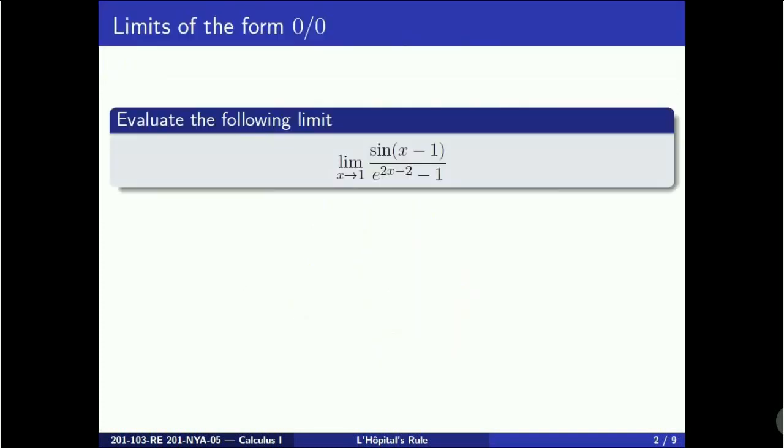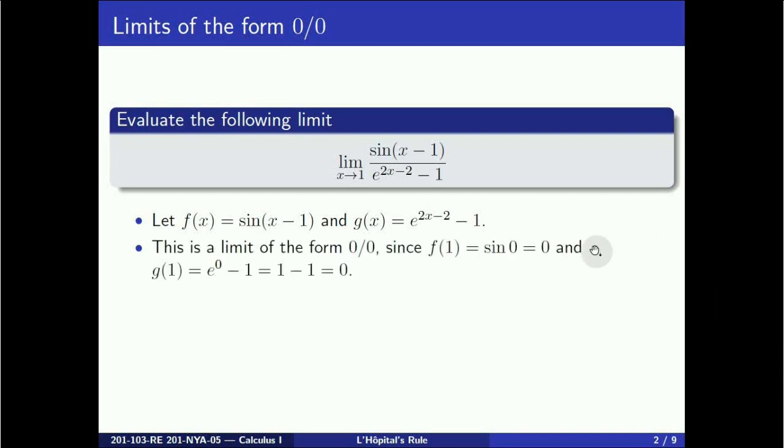Consider the following limit. The limit as x goes to 1 of sine of x minus 1 over e to the 2x minus 2, all that minus 1. Let f of x be the numerator, sine of x minus 1, and g of x the denominator, e to the 2x minus 2 minus 1. The numerator and the denominator are both continuous functions, and so is their ratio. We might therefore be tempted to simply substitute x by 1 to evaluate the limit, but if we do this, we run into a problem.